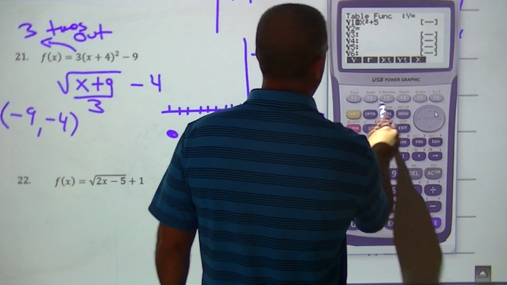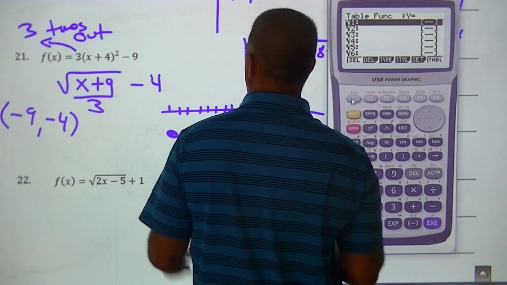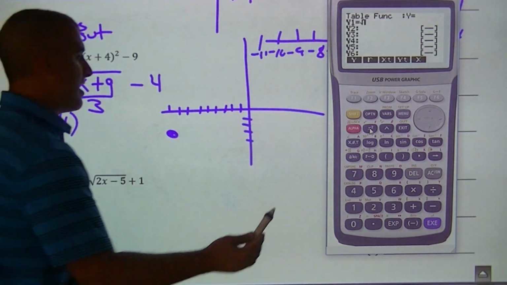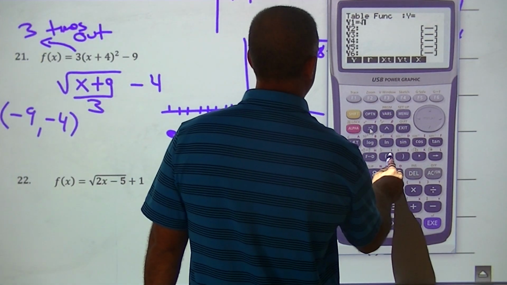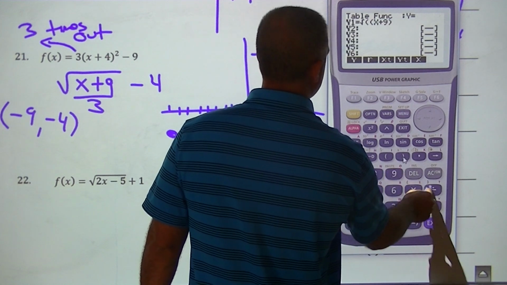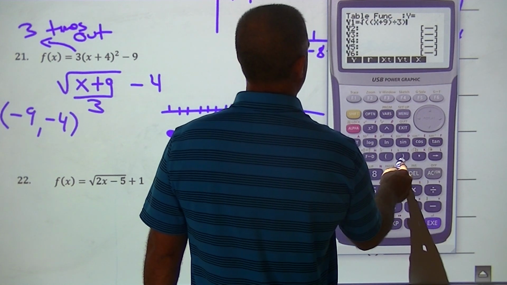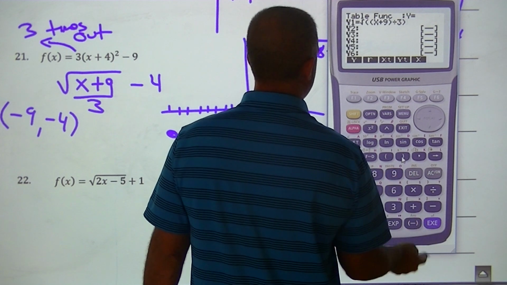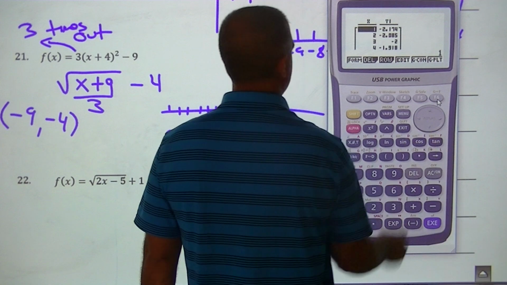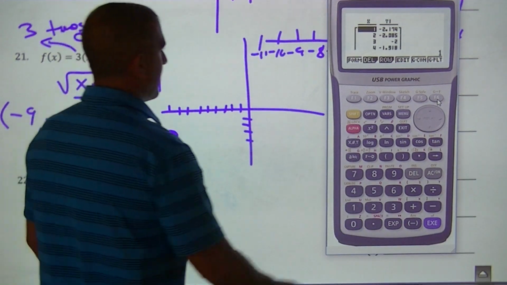Okay? Now, I would use my nice fraction button. So I would type square root, and then I would put the fraction button in there. I have to actually physically go, this is sort of weird for me, x plus 9, then hit division of 3, and then close it. Okay? With a minus 4 on the outside. Okay? So then I want to try to graph negative 9.